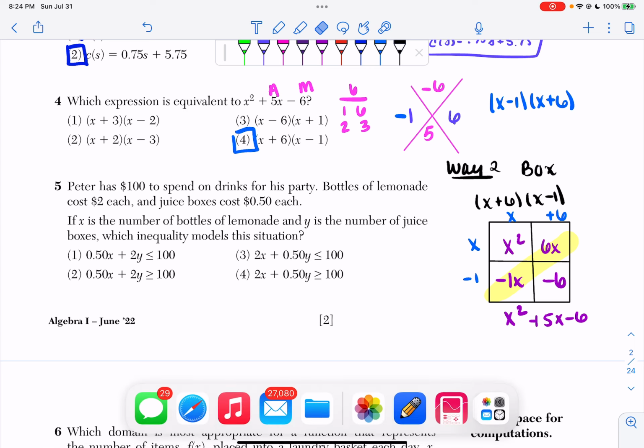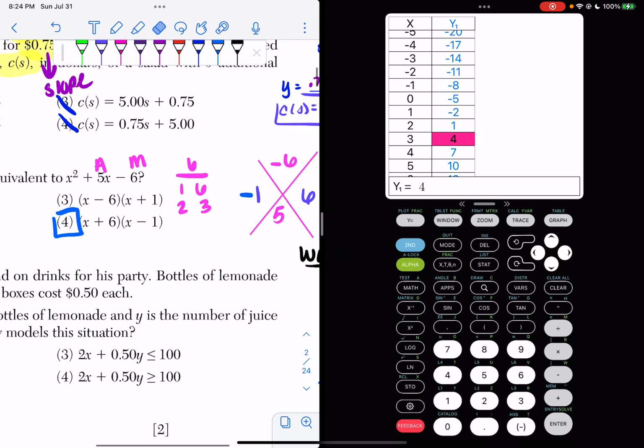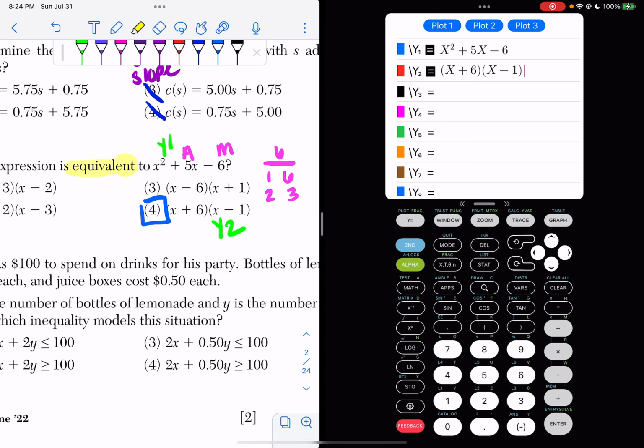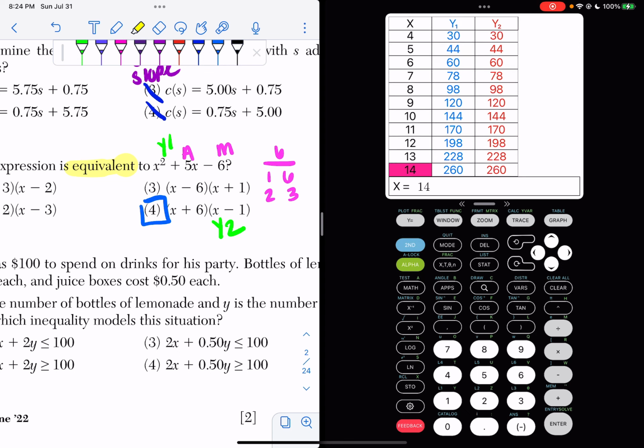Another way to do this is just simply using your calculator. So I'm going to put this expression in y1, and I'm going to put this expression in y2. So I'm going to do x squared plus 5x minus 6, and then x plus 6 times x minus 1. Now, since it says equivalent, I want the same exact table of values. So I'm going to do second graph, and if I look, I have the same table of values. For every value of x, I have the same value for y.